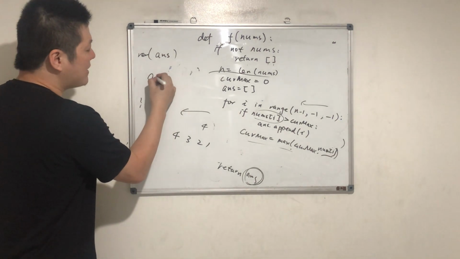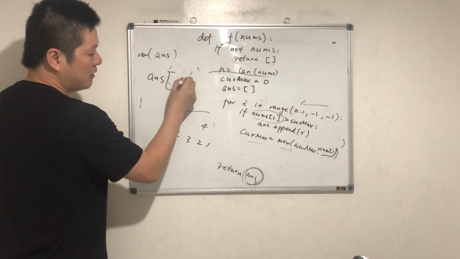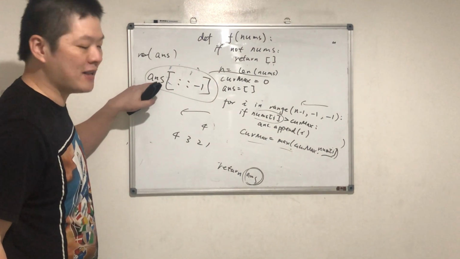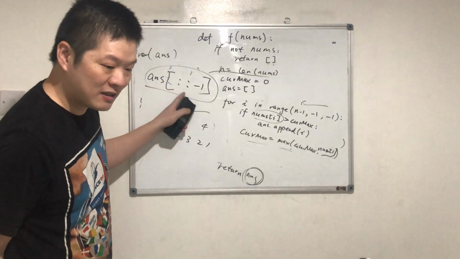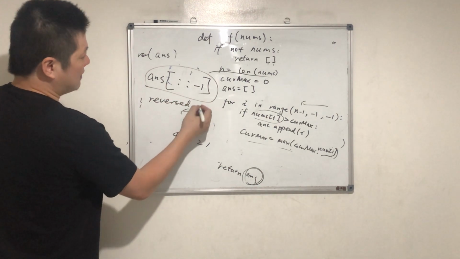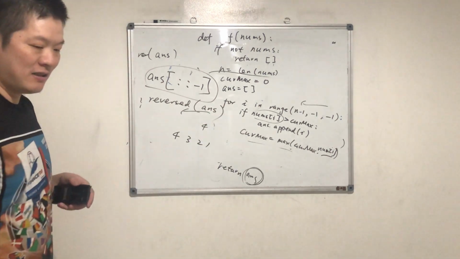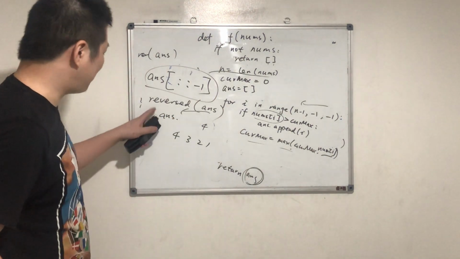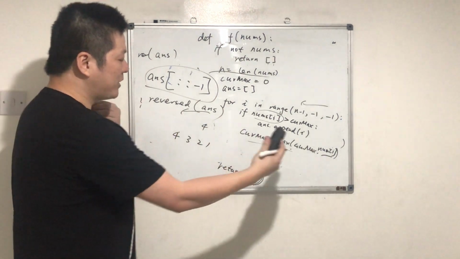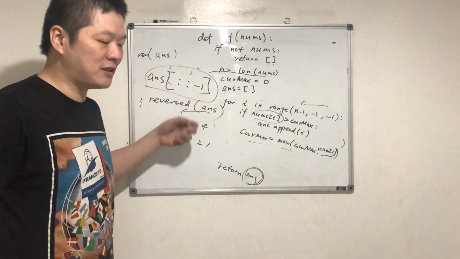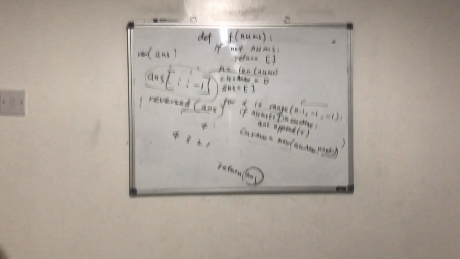Reverse answer, or answer. Remember this special magic, colon colon minus one? Do you remember? This means the reverse copy of the answer. Yeah, magic. Does it make sense? Or you can write it as reversed answer. Right? Or alternatively, you can do this with answer. I'm not sure, but just this, or you can do this two pointer thing to reverse it manually if you want to, but this is the clean syntax to reverse it. Does it make sense? Yeah, okay.